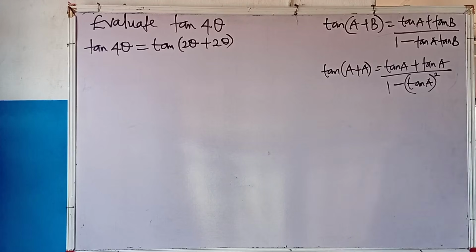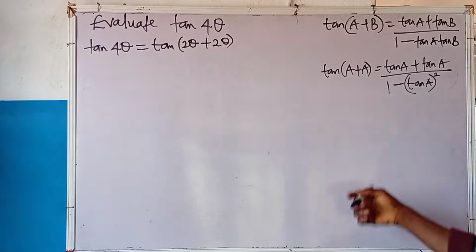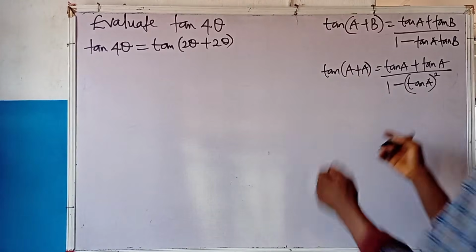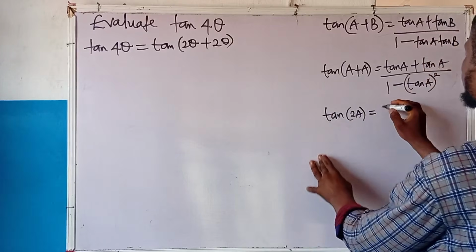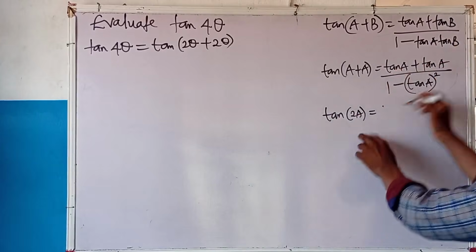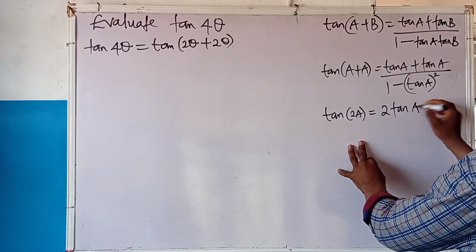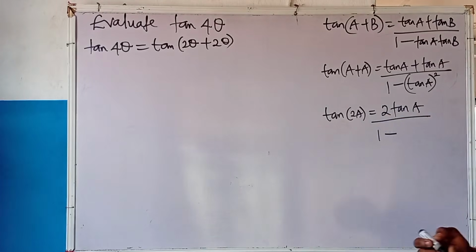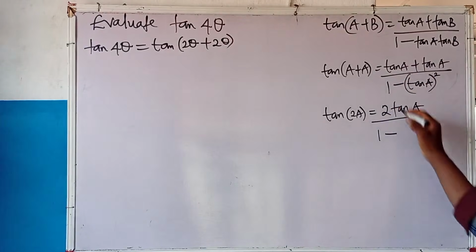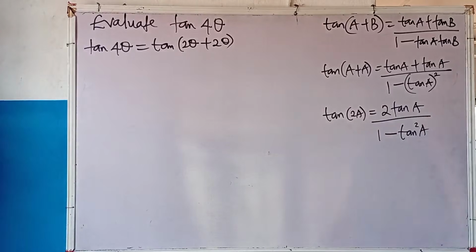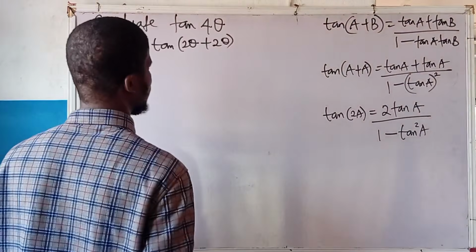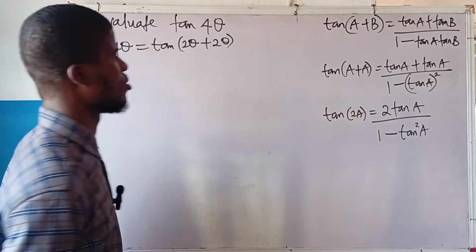Now, A plus A is actually equal to 2A, right? So the tangent of 2A is equal to tan A plus tan A, which is 2 tan A, divided by 1 minus tan A squared. You know that tan A squared also means tan squared A. They mean the same thing. So along the line, we are going to make use of this. You see it. Now let's solve this question together. We're going to keep this somewhere.